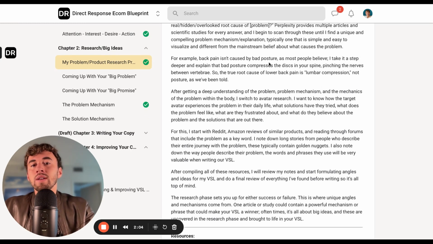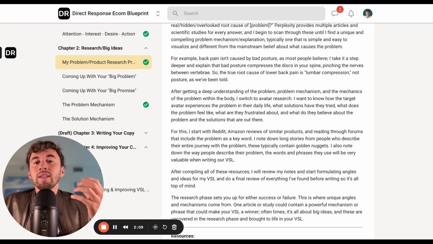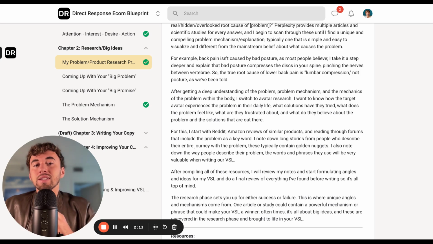So for example, back pain isn't caused by bad posture. This would be in your lead or your hook. You take it a step deeper and you say that bad posture actually compresses the discs in your spine, which pinch the nerves between the vertebrae and compress your spine. So the true root cause is lumbar compression, not what we've been told, not what the mainstream advice is. It's actually something deeper. And when you understand it, you can solve it.